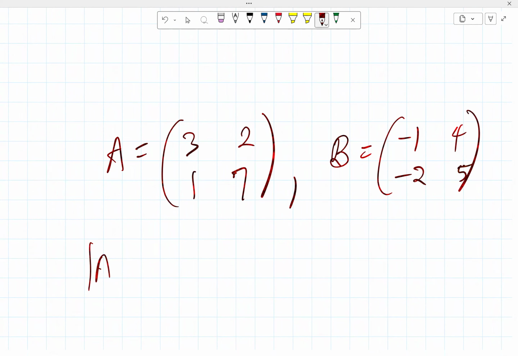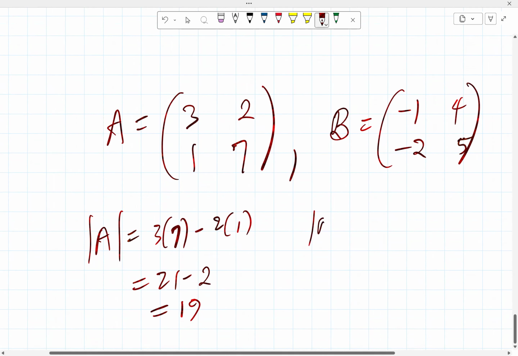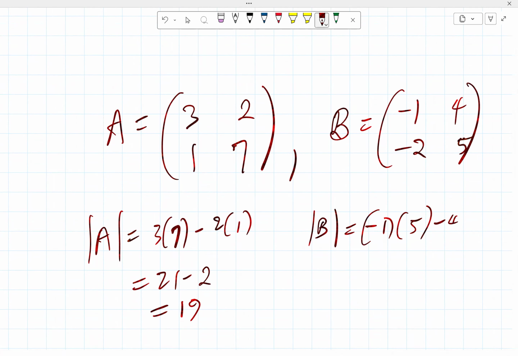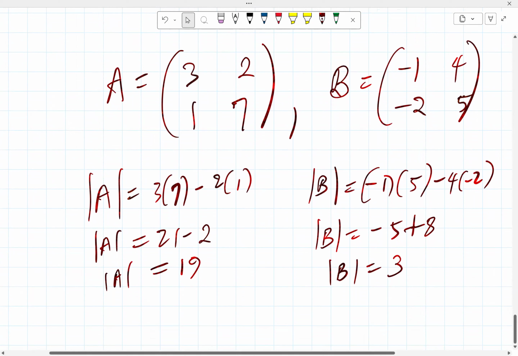We know the determinant of A is simply 3 times 7 minus 2 times 1. That will be 21 minus 2, which is 19. Then the determinant of B is minus 1 times 5 minus 4 times minus 2. So the determinant of B is minus 5 plus 8, which is 3.